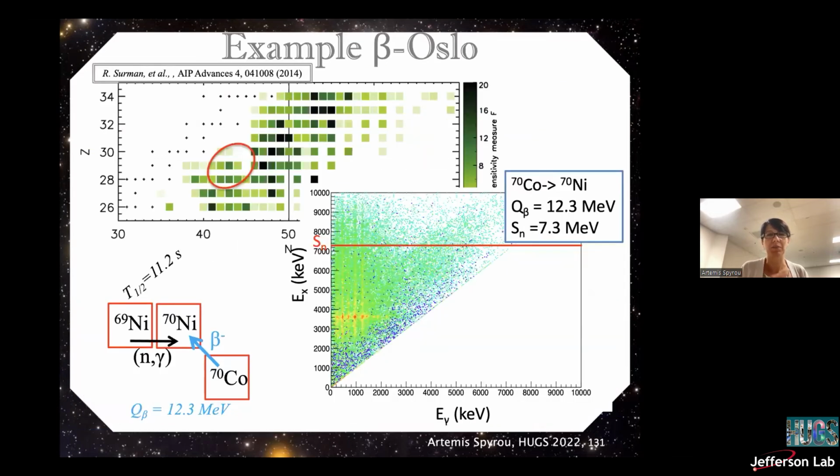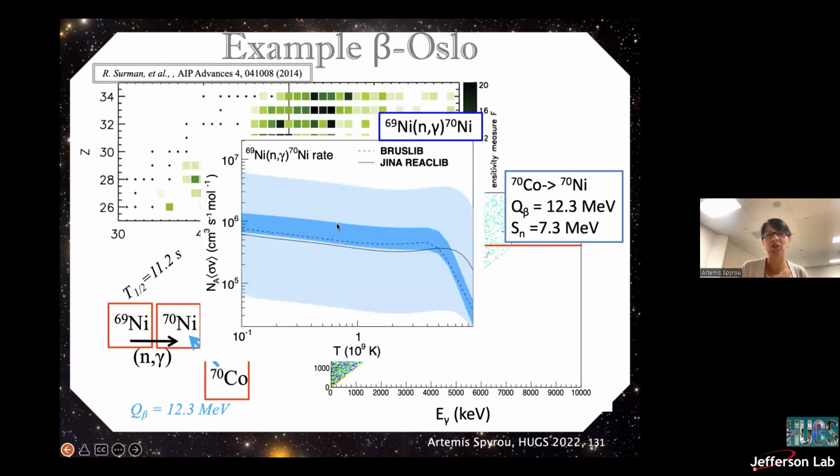I'll just show you an example here. This is for one of the r-process, the lighter mass r-process nuclei. We focused on this region to start with. This is the reaction that we were trying to do, 69Ni(n,γ). Then the half-life of 69Ni is 11 seconds, so you couldn't even dream of making a target out of this. And what we do is populate that same final nucleus through the beta decay of cobalt-70, and again, learn enough about nickel-70 to do a constraint.